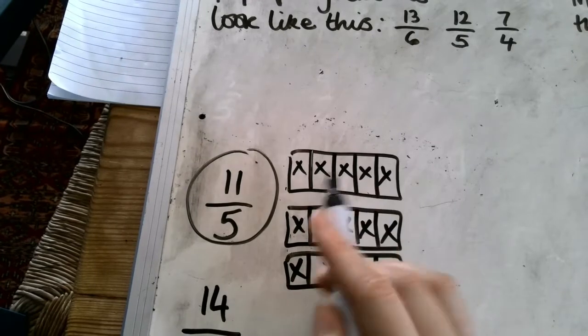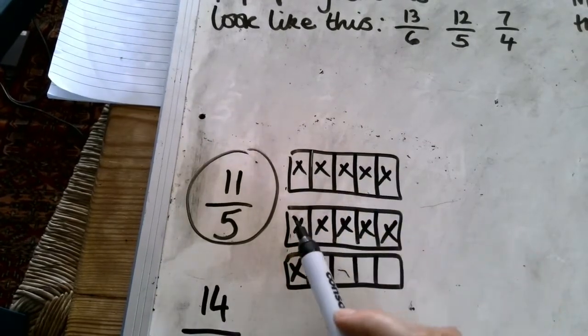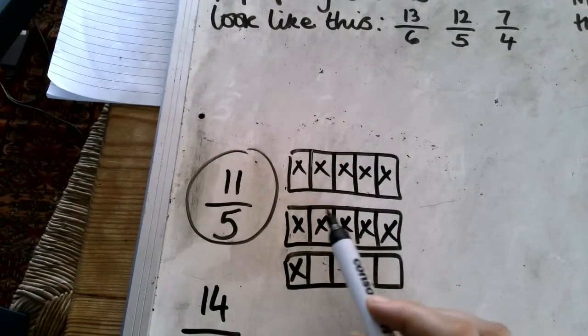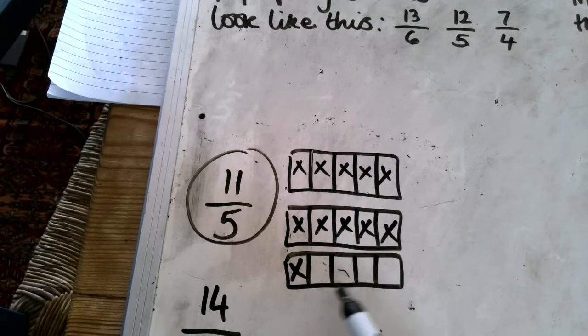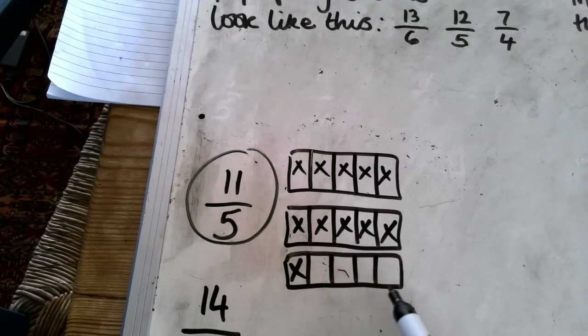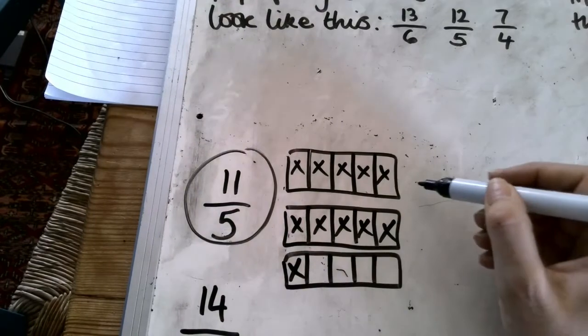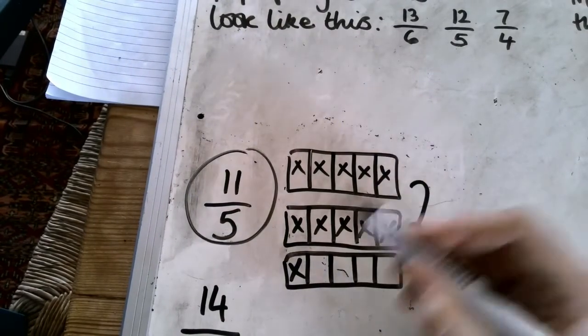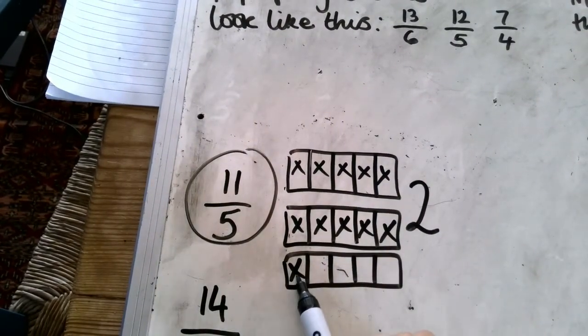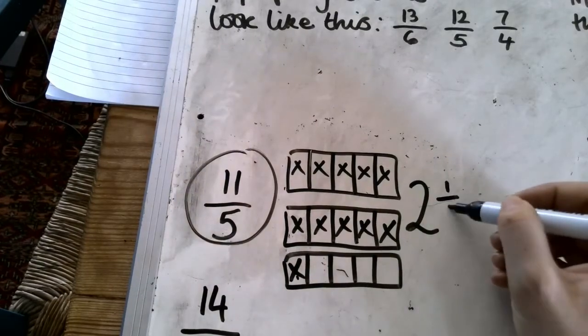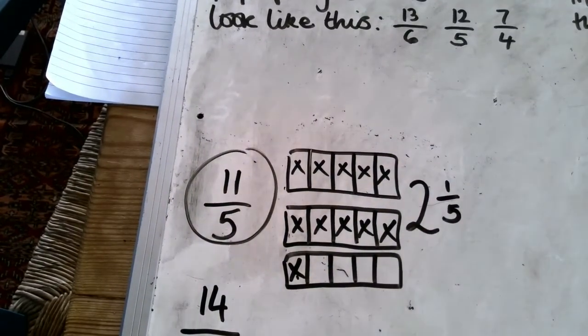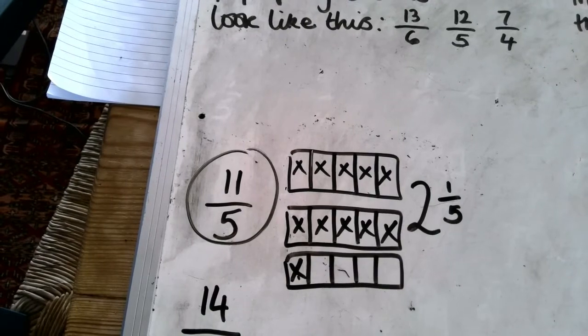Now I can see here I have one whole rectangle coloured in. I have a second whole rectangle coloured in. This third rectangle, I don't have a whole rectangle coloured in here. So you could say I have 2 whole coloured in and 1/5 coloured in here. So my answer would be 2 and 1/5.